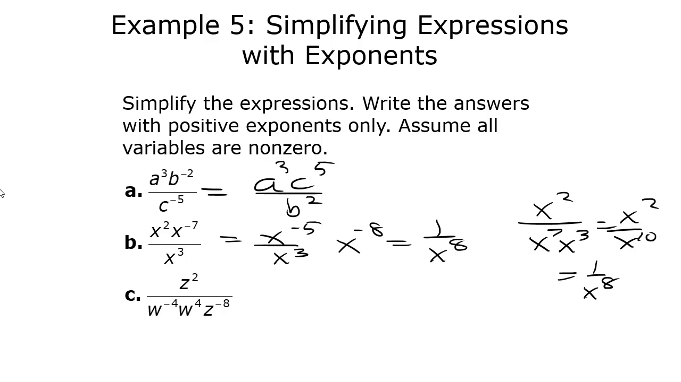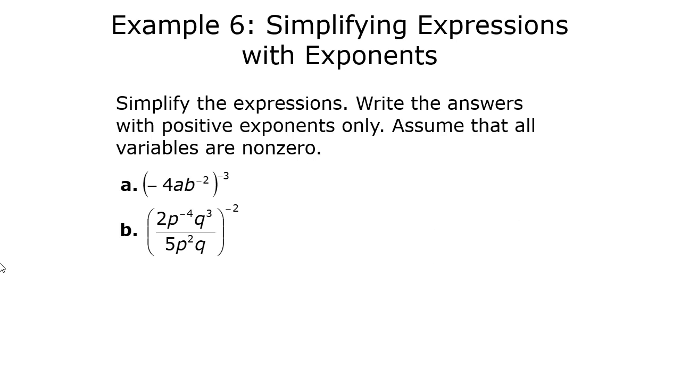Same thing here. We can combine first if we want and just get z squared. Combine these two, a negative 4th and a positive 4th gives us w to the 0, and w to the 0 is just 1, so that goes away. C to the negative 8. And then again, use the power 2 minus the bottom. So it's 2 minus a negative 8, which is 2 plus 8, and we just get z to the 10th.